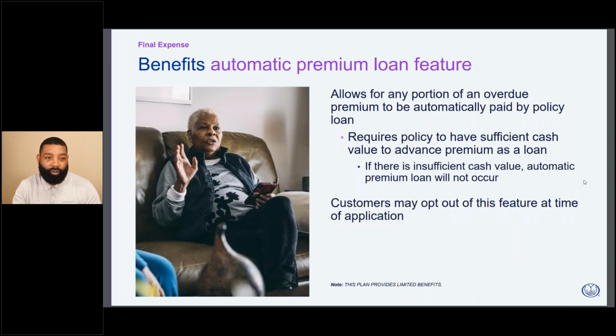Benefits: automatic premium loan feature. This allows for overdue premiums to be automatically paid by the policy. It requires the policy to have sufficient cash value to advance the premium as a loan. If there is insufficient cash value, the automatic premium loan will not occur. Customers may opt out of this feature at the time of application.